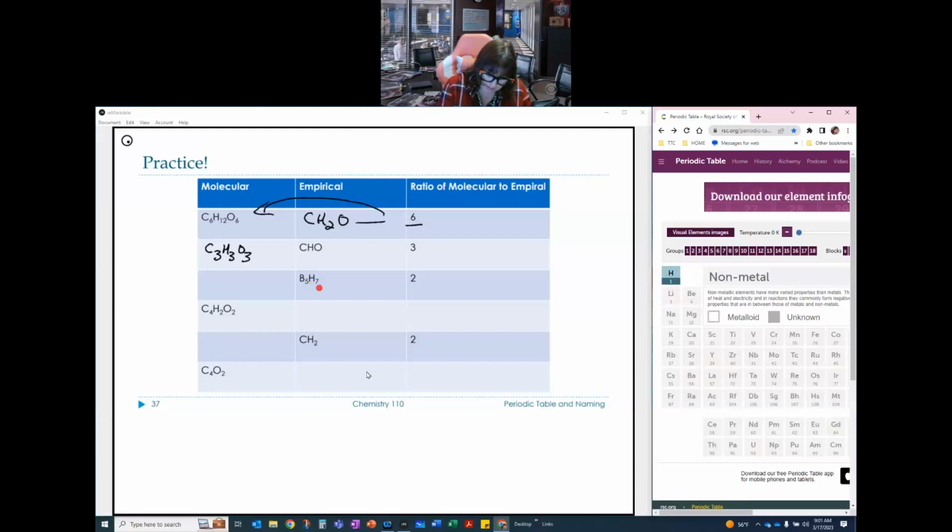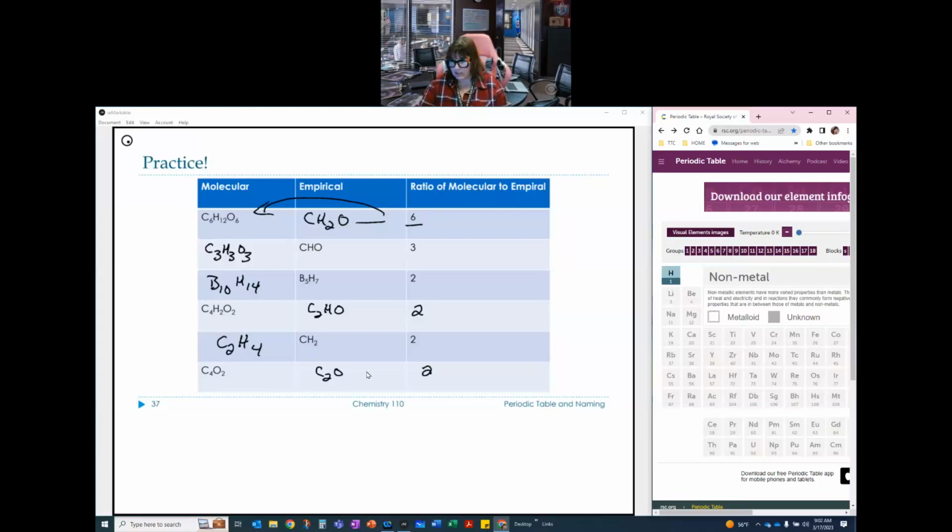If I have a B5H7 and its ratio is 2, that's a B10H14. We can simplify my C4H2O2 to C2HO. We can take a CH2, multiply that by 2, it can be C2H4. And then a C4O2 can become C2O. And of course, this 2 and this 2.